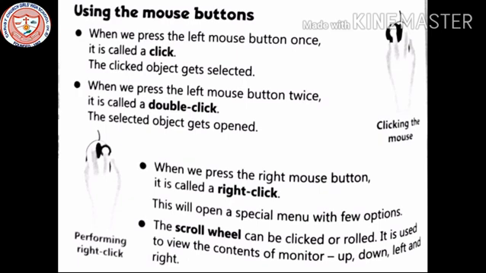If you want to go up, you can just scroll the mouse up and it will move up. When you are scrolling down, the page will come down. When you are scrolling to the left, it will scroll to the left and right. So it is used to view the contents of the monitor, that is up, down, left and right. Is it clear? These are the ways to use the computer mouse.